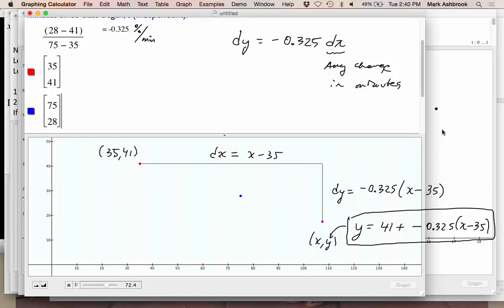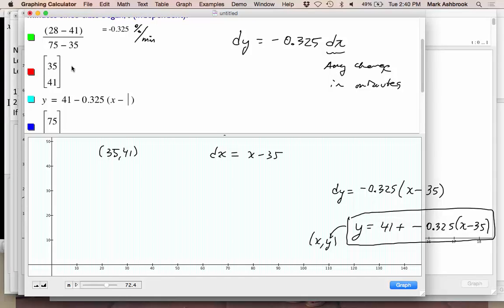So let's have GC do it. Ready? I'm going to say y equals 41 plus negative 0.325 times x minus 35. Now, for what values of x does this make sense? For what values of x does this make sense? X is time since class started, so maybe greater than 0.